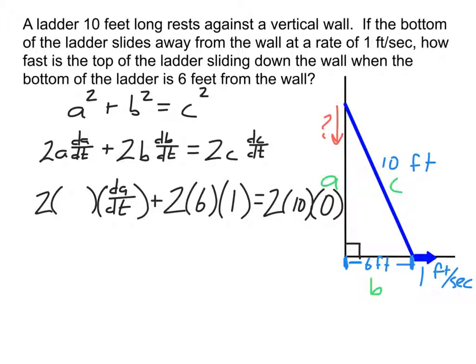Now, I got one thing left to deal with here though. Because remember that when I did this, I don't know what A is. And in order to figure out what dA over dt is, I have to know what A is. Can we figure it out? Yeah, sure. Because of course, we can use the Pythagorean Theorem to find that other side length. So, let's go ahead and do that.